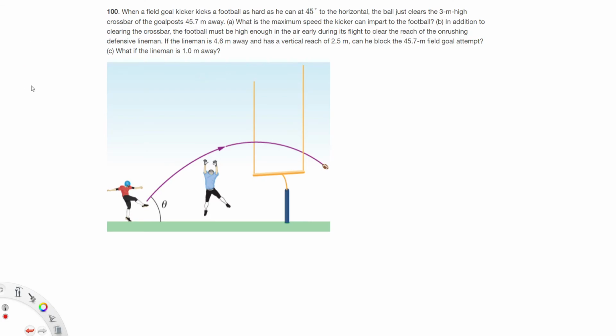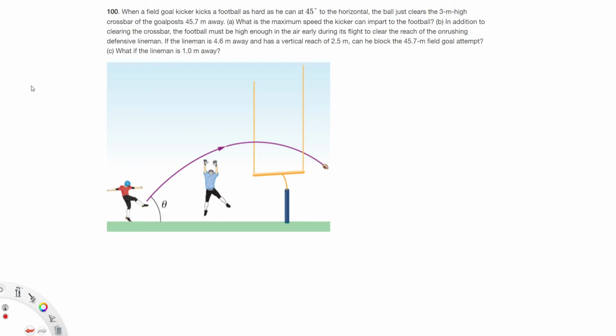So we have a field goal kicker who kicks it at 45 degrees to the horizontal, which is the angle you want to kick at if you're trying to maximize the distance that you can kick a ball. When the kicker is 45.7 meters away, which means basically he's on the 35-yard line, the ball just clears the 3-meter high crossbar of the goalposts. Okay, so that tells us what the trajectory of the ball must be.